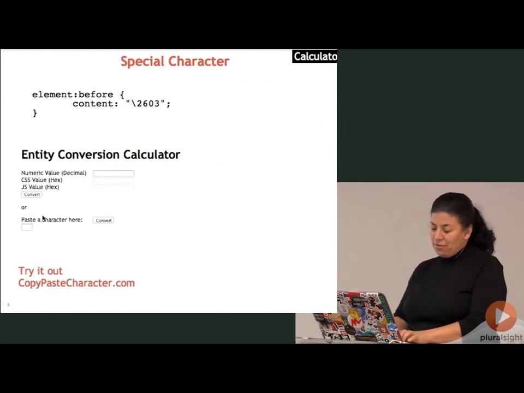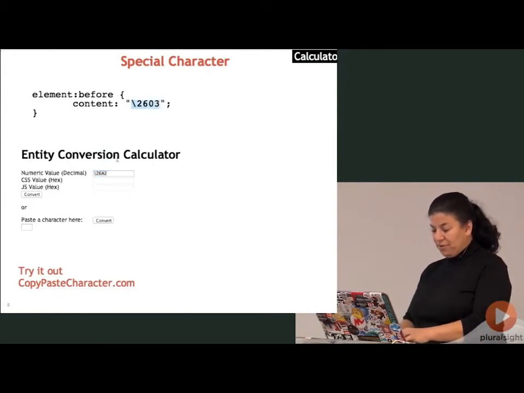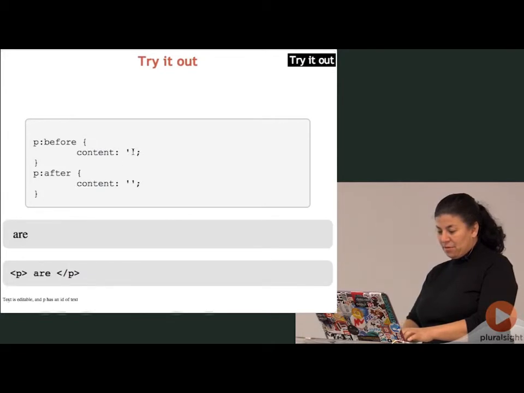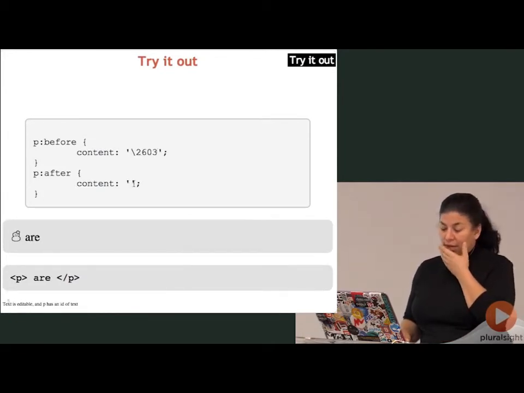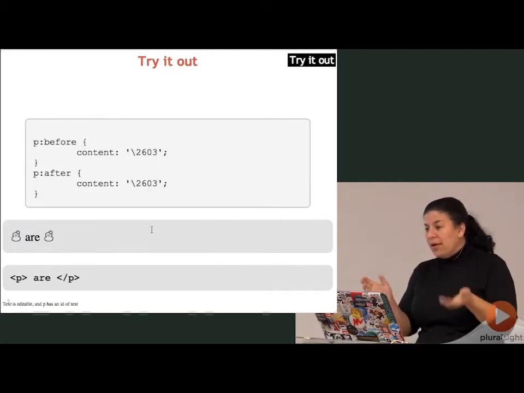Okay, so let me just do, you can actually put this in anywhere. Darn. Okay, so I lost it. Let's just do 2603 because that's easy. So that's a snowman. I could have copied the snowman. I could put either one in there.